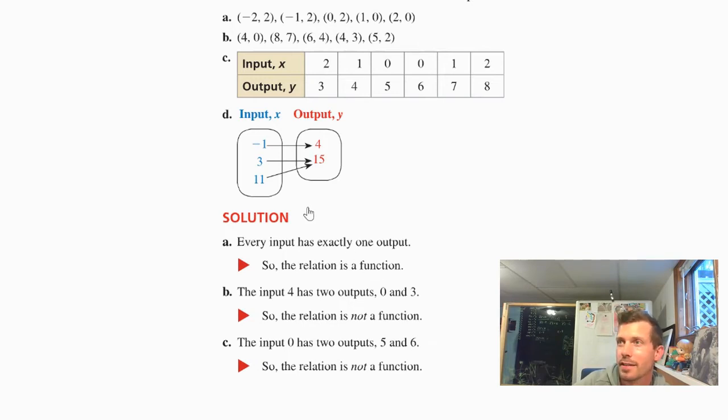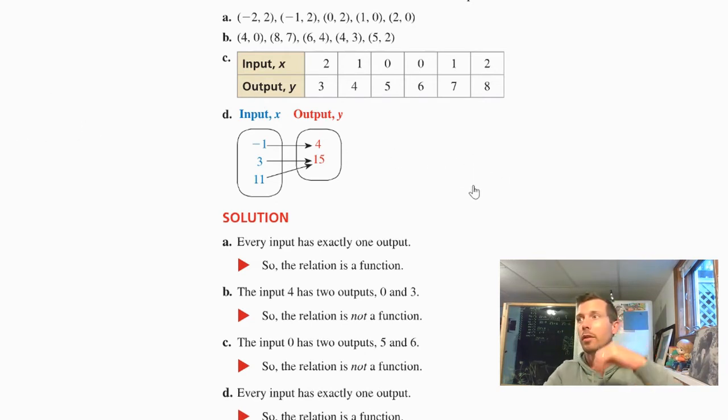All right, looking at D now, input output. So this is a mapping diagram. You might see it like this. Now let's see, -1 has one output. Good. 3 has one output. Good. 11 has one output. So D would be a function. All right, so pause this if you need to, if you want to go back to it and think about what that one was about. Go for it. Go right ahead.